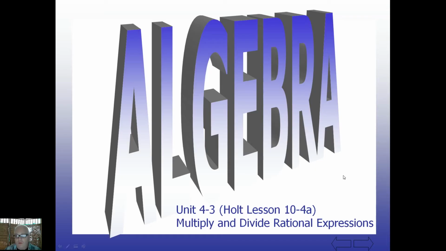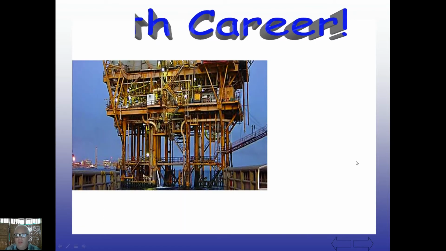Welcome to Unit 4-3. Today we're going to be multiplying and dividing rational expressions. Multiply and divide rational expressions. We were simplifying before. Now we're going to go ahead and multiply and do a little bit of dividing.